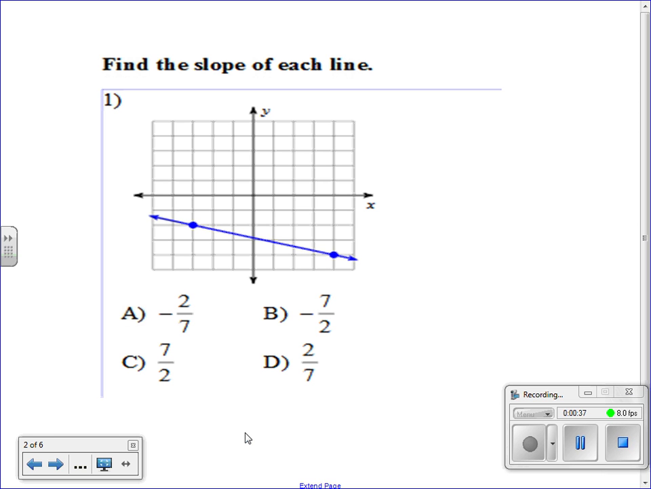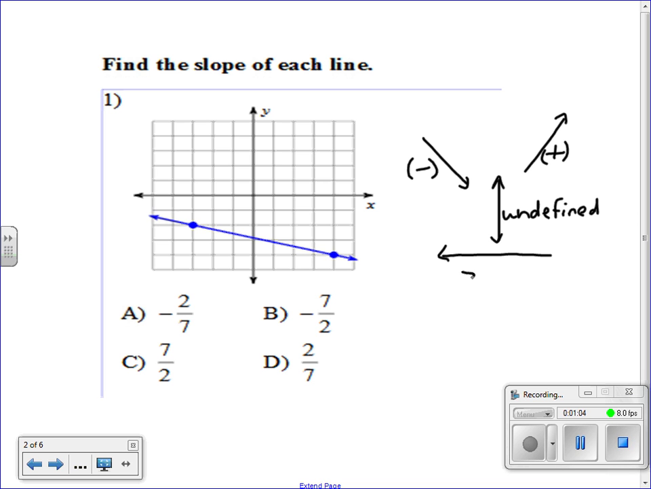Problem number 1. They asked us to find the slope of each of the lines. First, I would go ahead and make sure that I draw somewhere on my paper the slope face. This is a helpful tool to help me remember what slopes are. This being the negative slope, a positive slope, an undefined slope, and our zero slope.